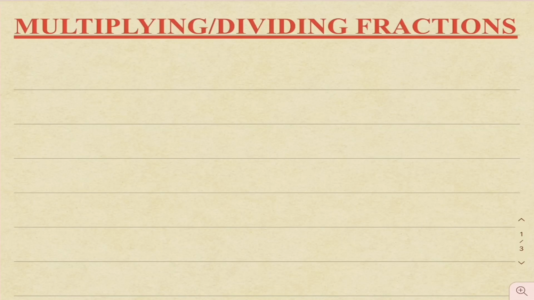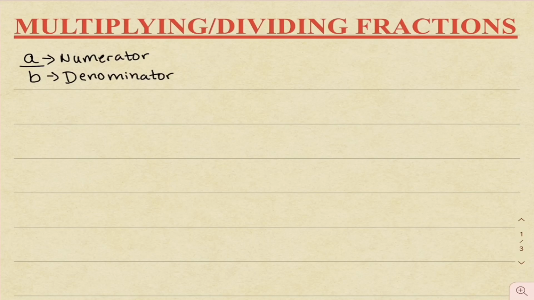In today's video, I'm going to talk about multiplication and division of fractions. Before I go ahead, I want to talk about fractions first. A fraction should be in the form of a over b, where a is the numerator and b is the denominator. A fraction should always be reduced to simplest form.